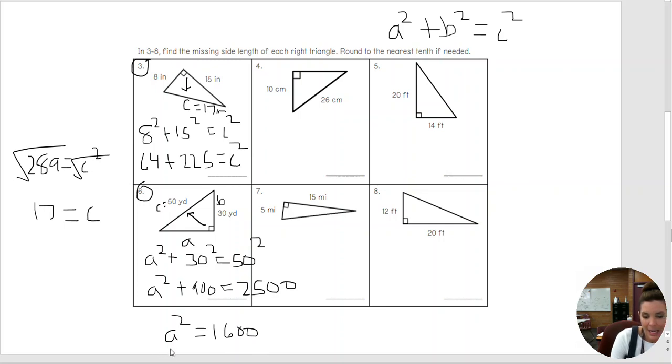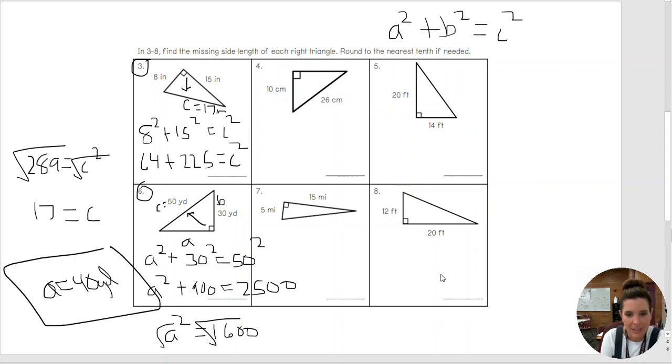And then to undo the squared, to cancel that out, we have to use the inverse operation of square rooting. So we're going to square root this side, we're going to square root this side. The square root of 1,600 is 40. So A equals 40 yards. Okay, that's the distance of side A.